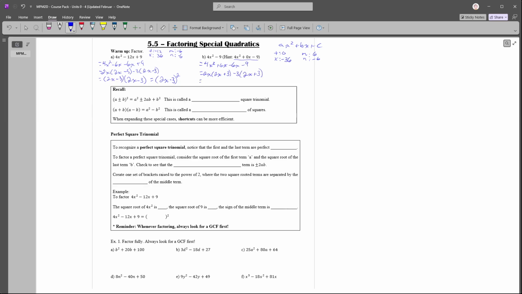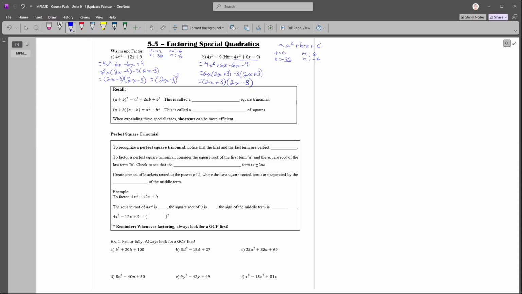So we group everything together. We have our two sets of brackets. They're our first term. We have 2x plus 3. And our second term is 2x minus 3. Those are not the same, so we can't make them a square this time. This time, the only thing that differs here is the positive and the negative.